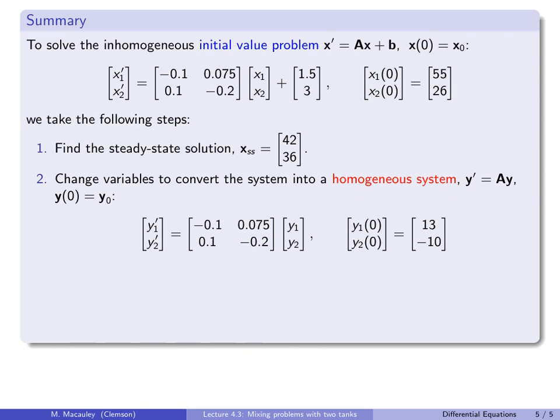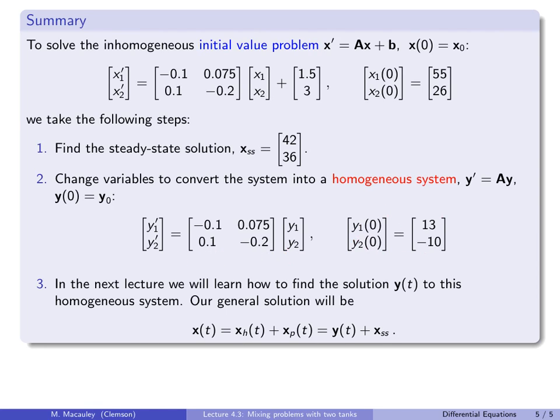So we defined y1 and y2 to be x1 and x2 with this steady state solution subtracted off, and we got this homogeneous system. Don't forget to also change the initial condition. And in the next lecture, we will learn how to find the solution to this homogeneous system. It's actually not that hard.